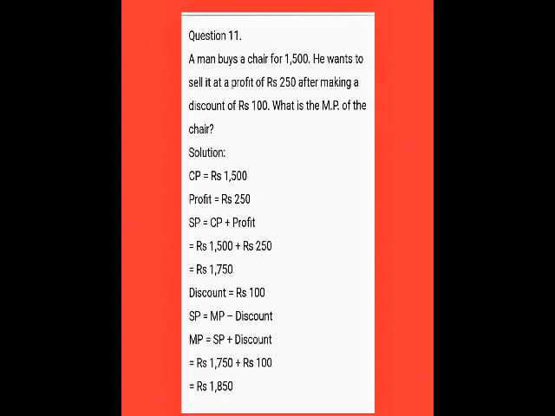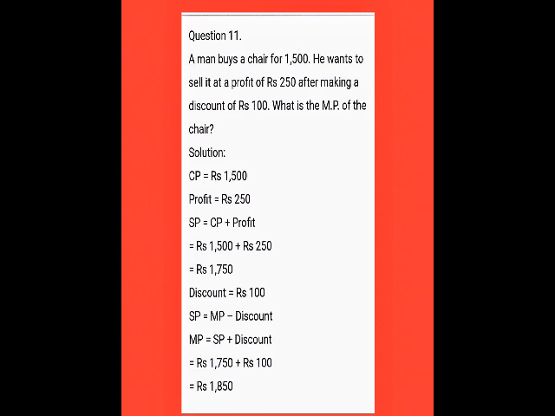We want to find the marked price. For this we want to know the selling price. So let's see the solution. Cost price is equal to rupees 1500. Profit is equal to rupees 250. Therefore selling price is equal to cost price plus profit, which is equal to 1500 plus 250, that is equal to 1750.